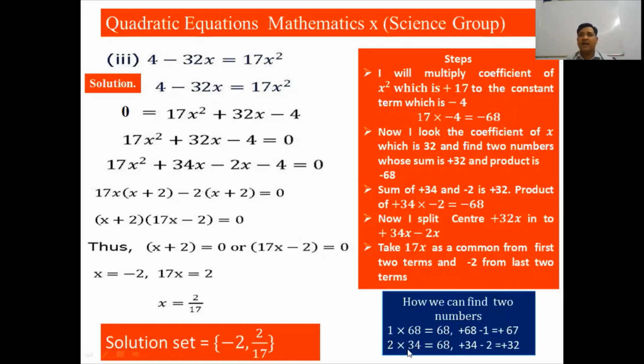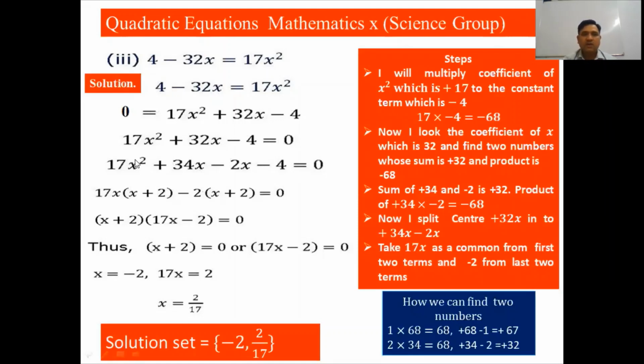Now I look for another number. So we take the 2. 2 is a factor of 68. So 2 times 34 is 68. So we can take two numbers. One is 34 and second is 2. So we take the positive sign with the 34 and negative sign with 2. When we add up these two numbers, we have 32. So which is our requirement. So we can write these two terms as 34x and minus 2x.